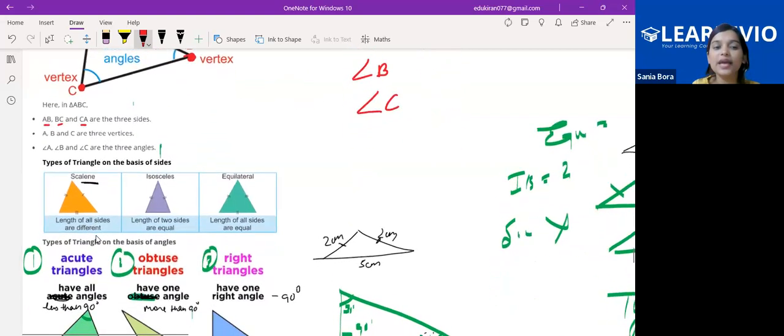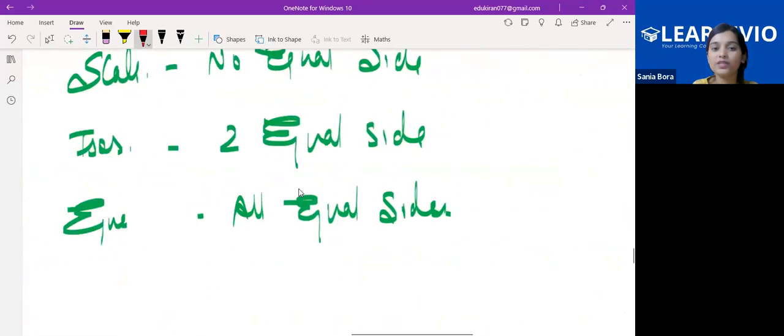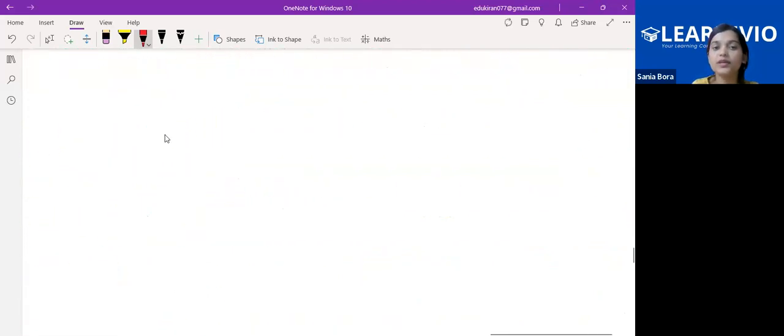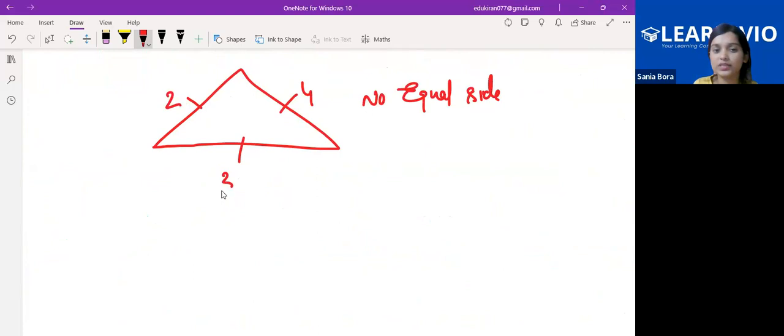And then types of triangle on the basis of sides. For example, this triangle doesn't have any equal side. For example, this is 4, this is 2 and this is 3. No equal side. So this is called a scalene triangle.